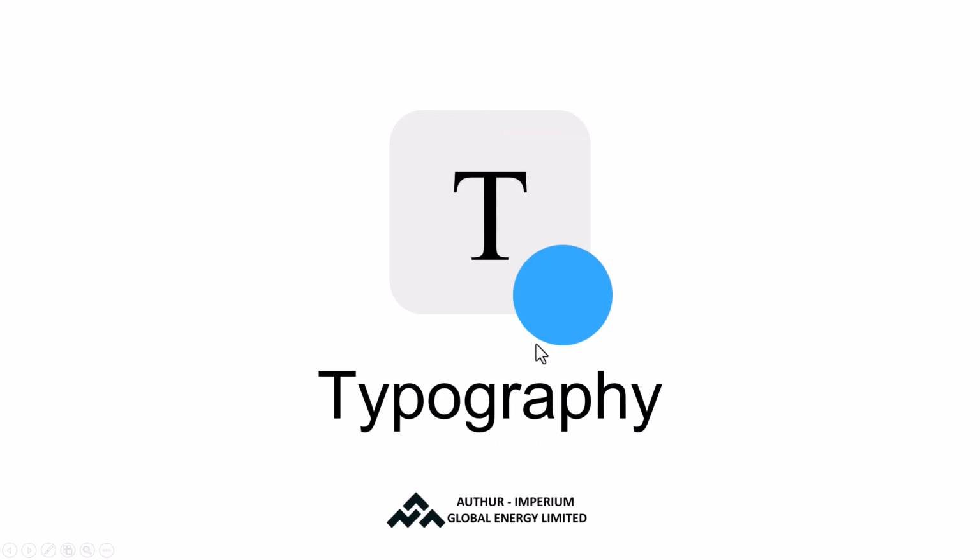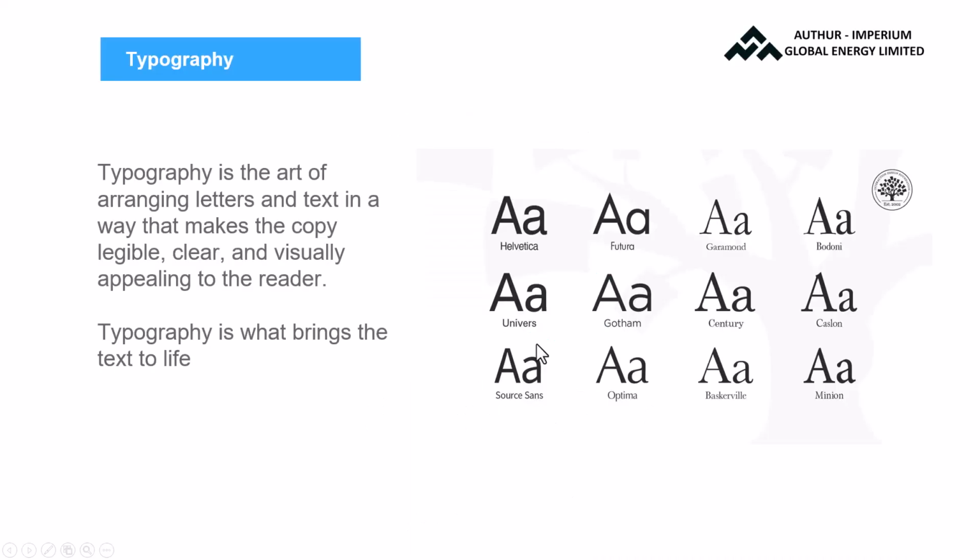Rest. So let's talk about typography. Typography is the art of arranging letters and text in a way that makes the copy legible, clear, and visually appealing to the reader. So typography brings your text to life. When you hear typography, we are simply talking about text. All the text you see in the design is typography.